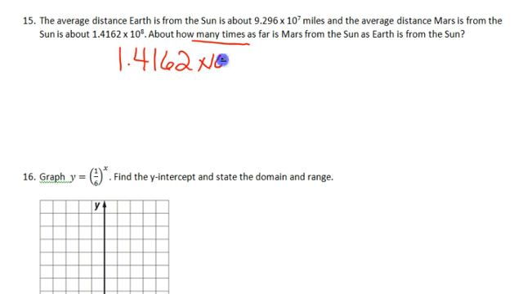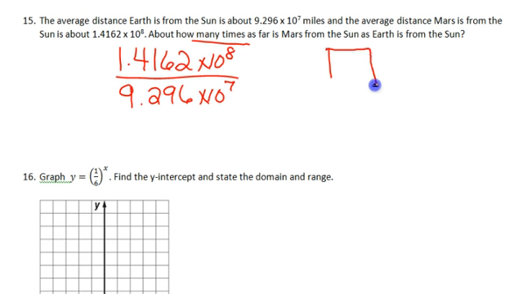So 1.4162 times 10 to the 8th divided by 9.296 times 10 to the 7th. So for this on your calculator, you can either use the EE button, which lets you enter it in scientific notation, which means you don't need the x or the power of 10. If you're going to put it in like it says up here using the times 10 to the 8th, then you would need to put this in parentheses and this in parentheses. So it depends on how you're entering it.